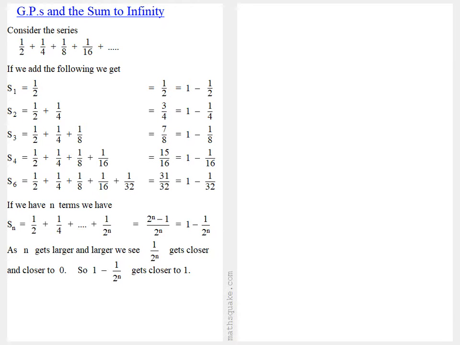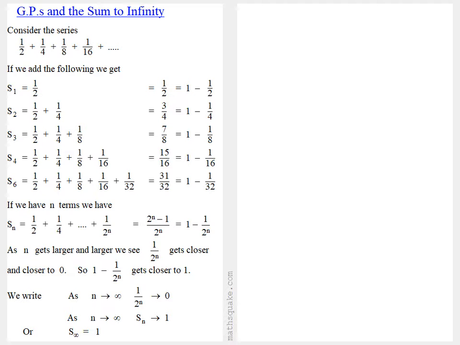As n gets larger and larger, 2 to the n gets very large, so 1/2 to the n gets smaller. It gets closer and closer to 0. So 1 minus 1/2 to the n gets closer and closer to 1. We write n → ∞ to mean as n tends to infinity, and 1/2 to the n → 0 means 1/2 to the n tends to 0. So as n tends to infinity, Sn tends to 1. Or for short, we can even write that S to infinity equals 1.